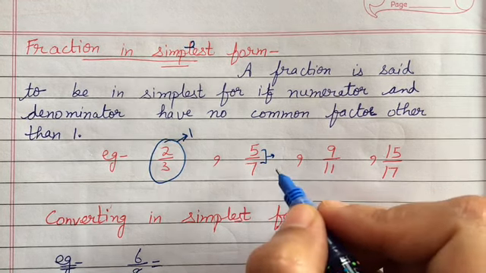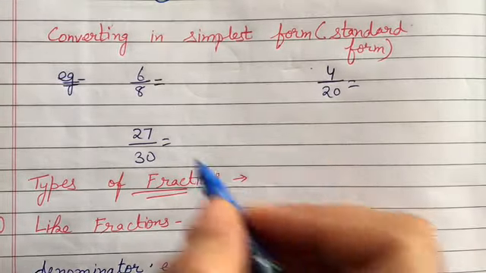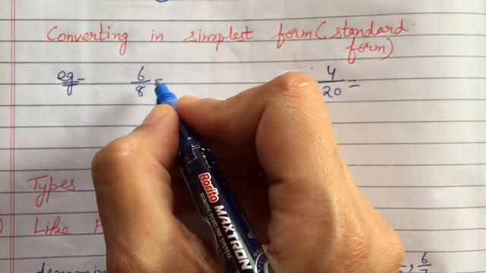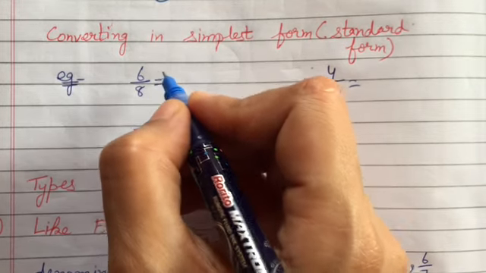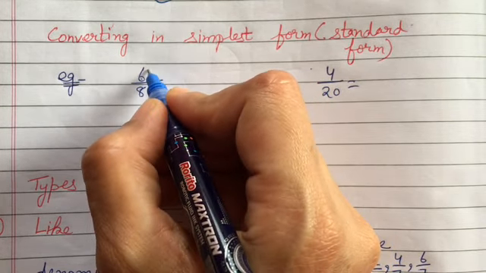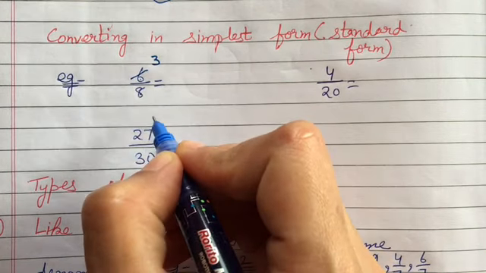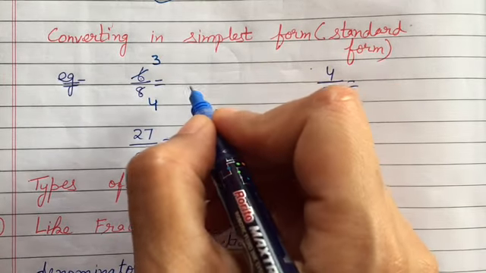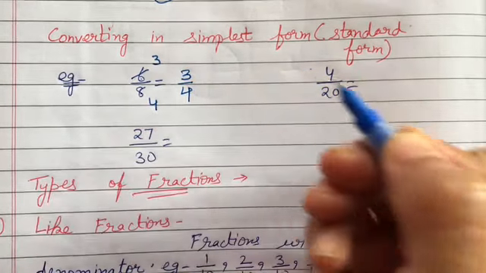Fine. So simplest means smallest. How are we going to convert any fraction into the simplest form? We divide, like 6 and 8. Both of them are coming in the table of 2. Fine. So if I divide 6 by 2, what will I get? 3. 8 divided by 2 is 4. Fine. Now 3 and 4 do not come in any common table. So the simplest form will be 3 by 4.